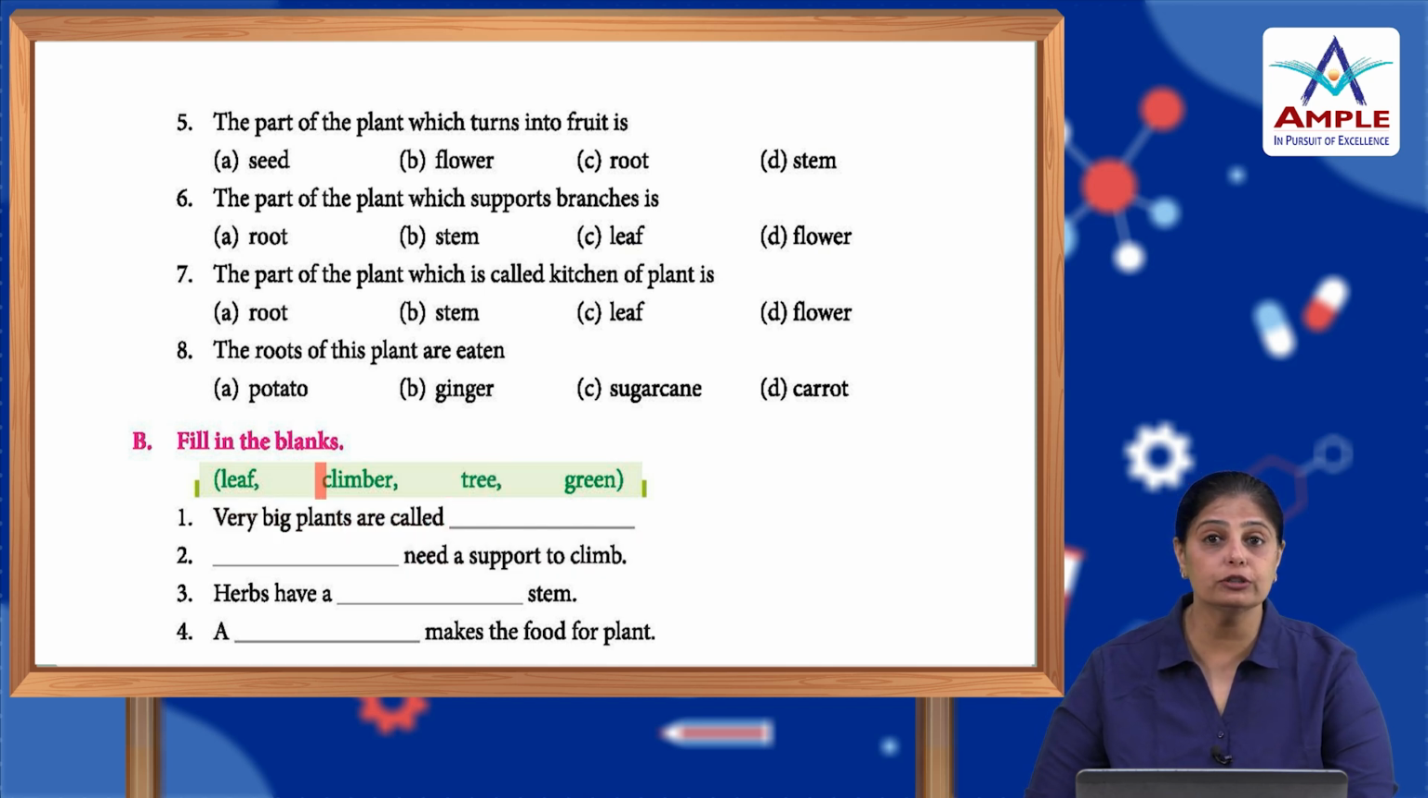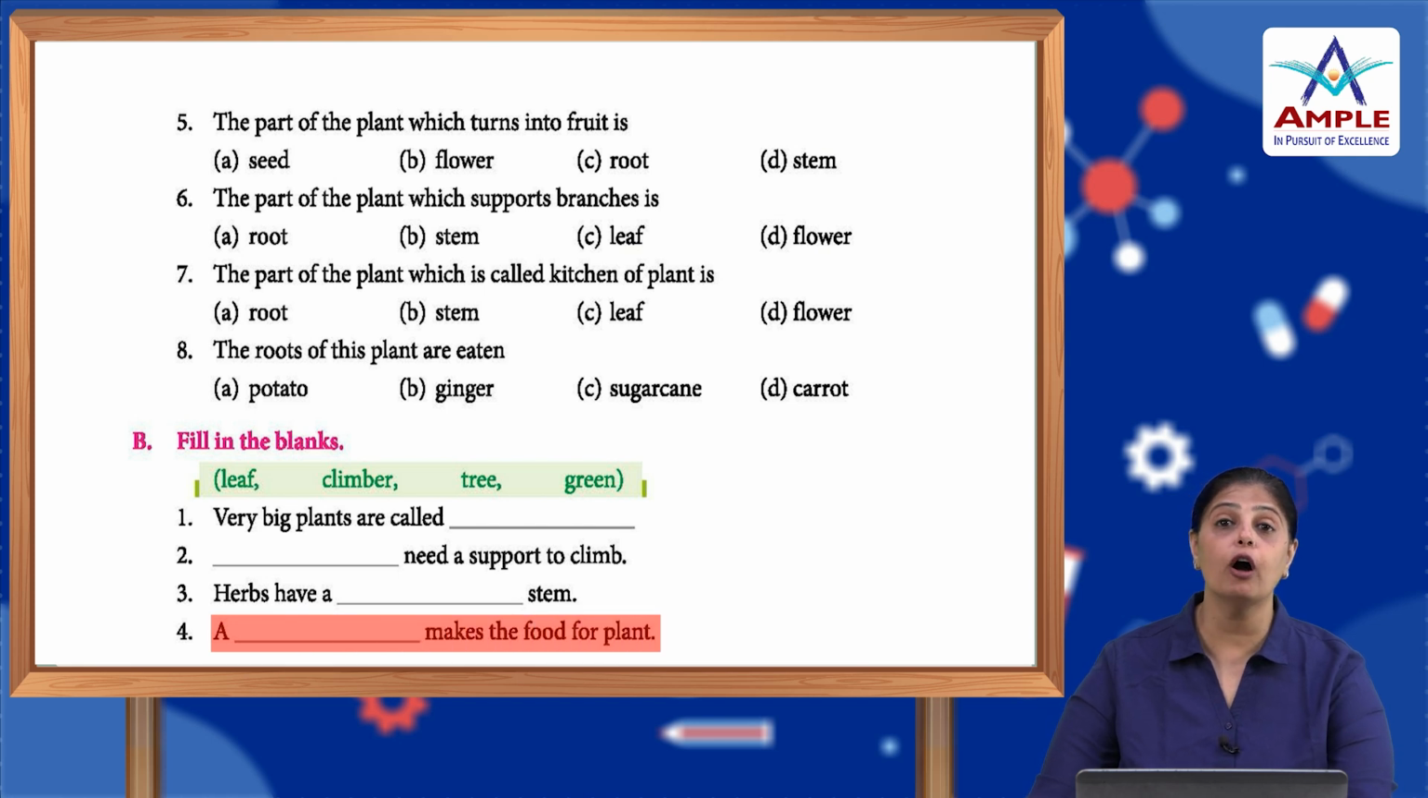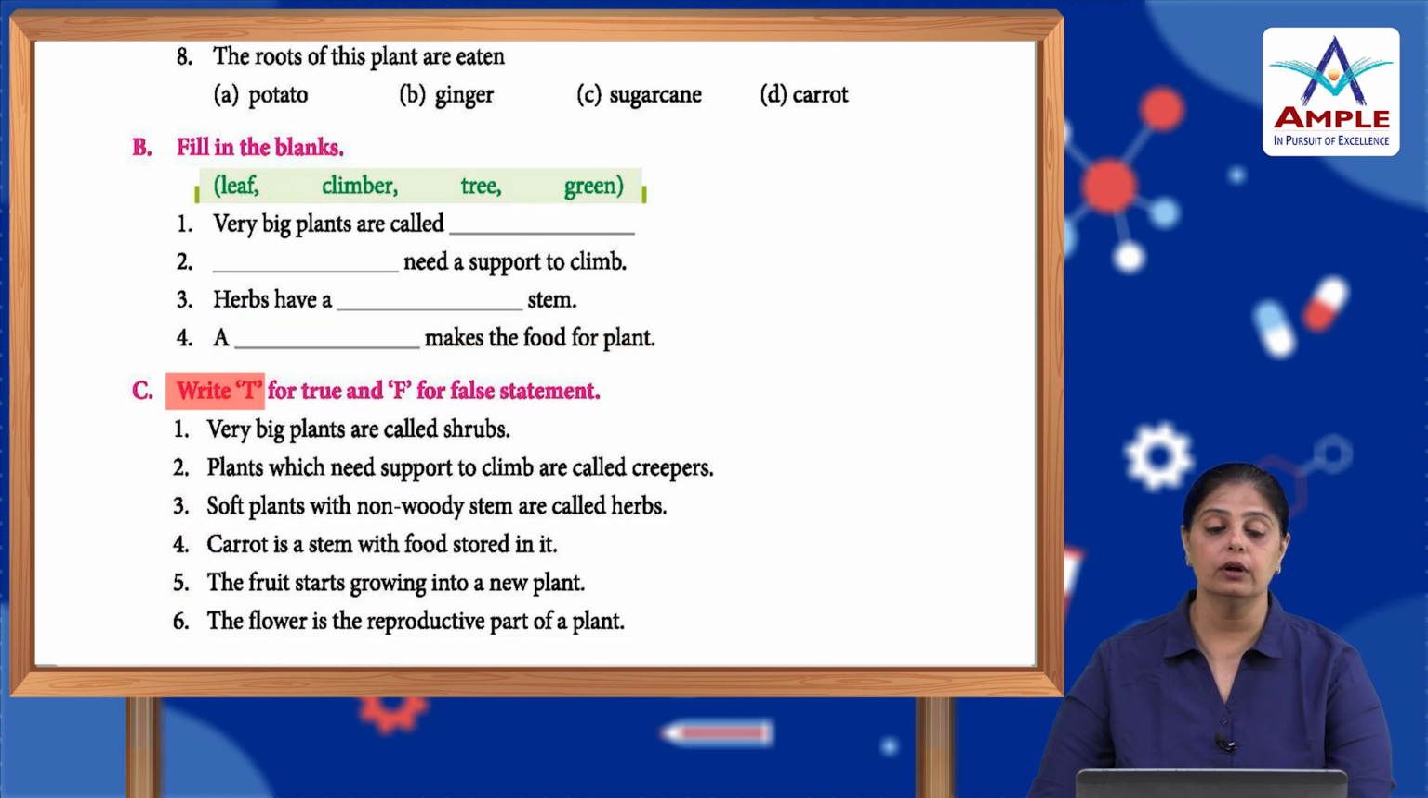Climbers need a support to climb. Herbs have a leaf, a green and weak stem. A leaf makes the food for the plant. Now write T for true and F for false statements.